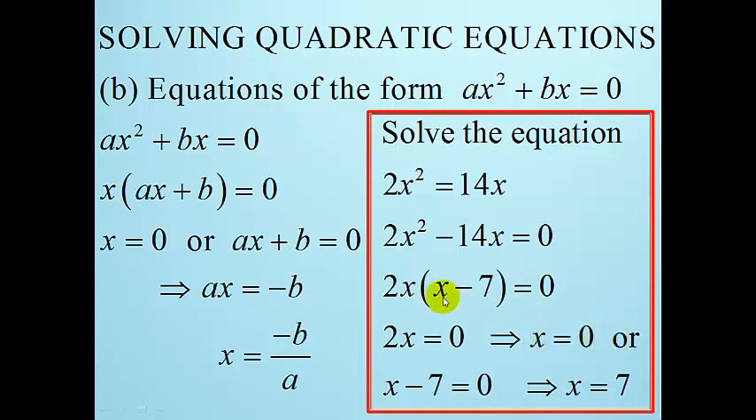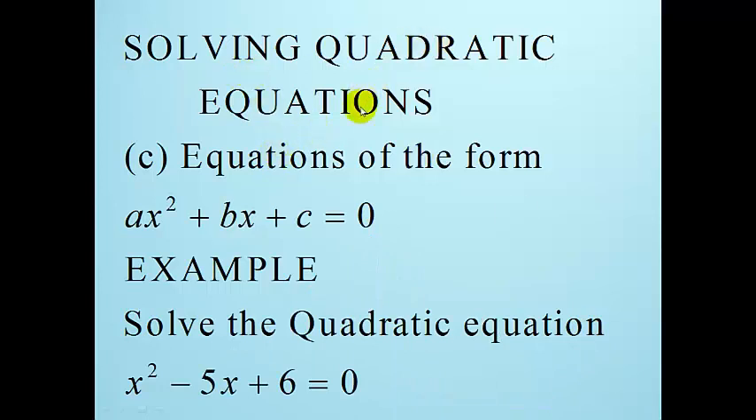Or we also equate the bracket to 0. And the bracket is x minus 7 is equal to 0. So if x minus 7 is equal to 0, then it implies that x is equal to 7. Why? Because minus 7 on the left hand side of the equation becomes plus 7 on the right hand side. That is why x equals 7. Therefore the values of x are x equals 7 and x equals 0.